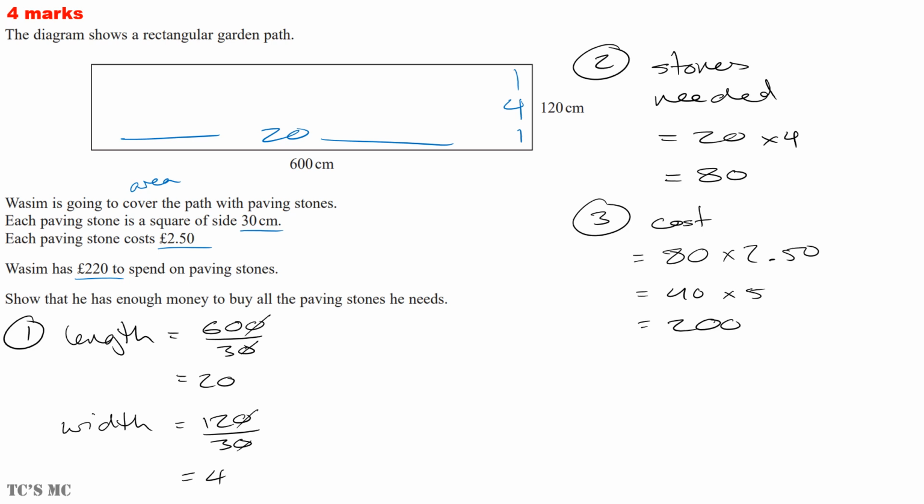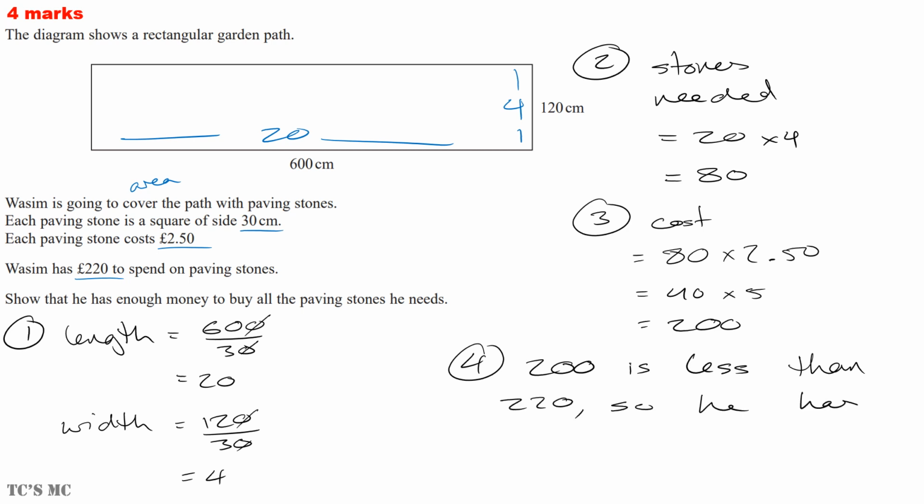And all of this is perfectly fine, and now I'm going to justify everything. I'm going to basically show off to the examiner that I've read the question. 200 is less than 220. So he has enough money. Okay, these questions are all about you showing off all of your method, and you understand that your answer in this case is smaller than 220.